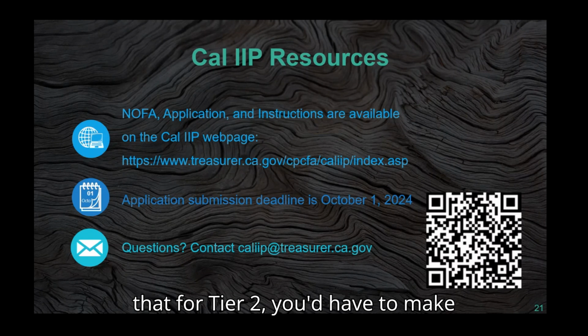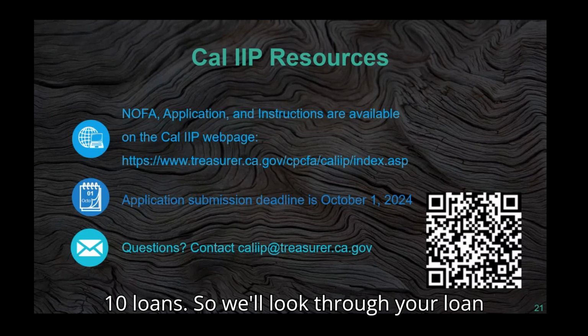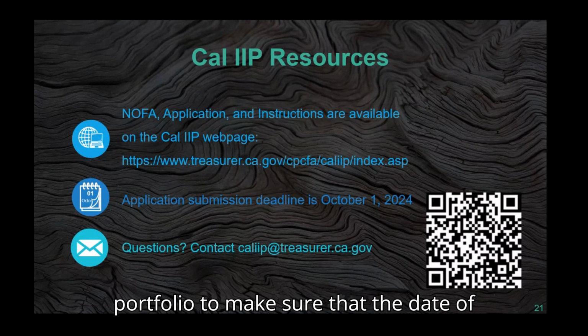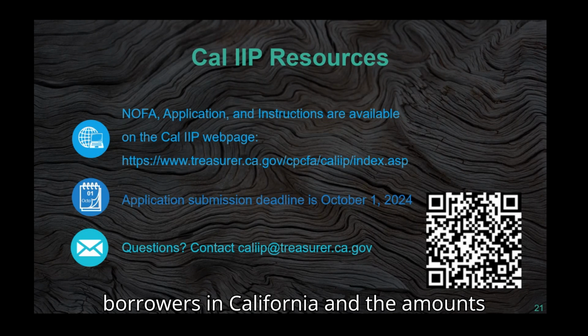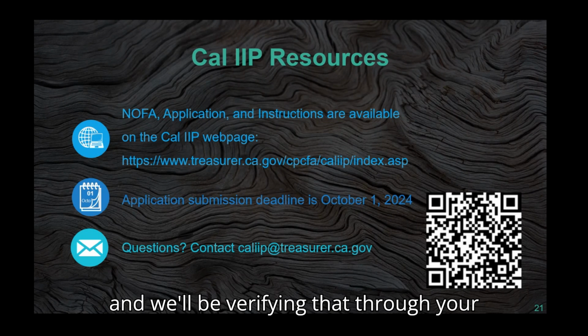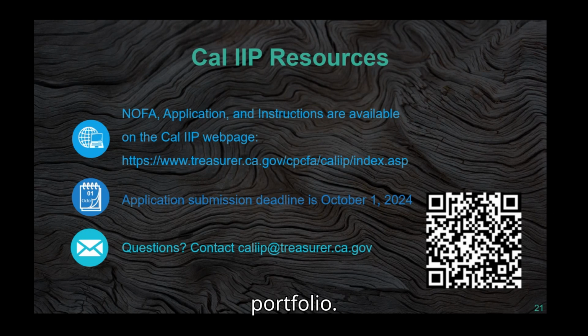Like one of them is that for tier 2, you'd have to make 10 loans. So we'll look through your loan portfolio to make sure that the date of the loans, the location of the borrowers in California, and the amounts. And we'll be verifying that through whatever you submit for your loan portfolio.